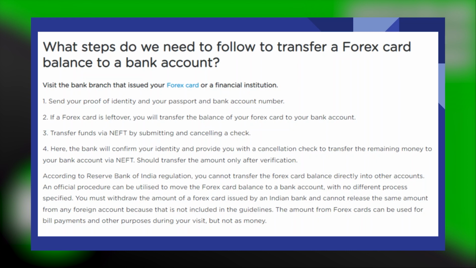The amount from Forex cards can be used for bill payments and other purposes during your visit, but not as money.